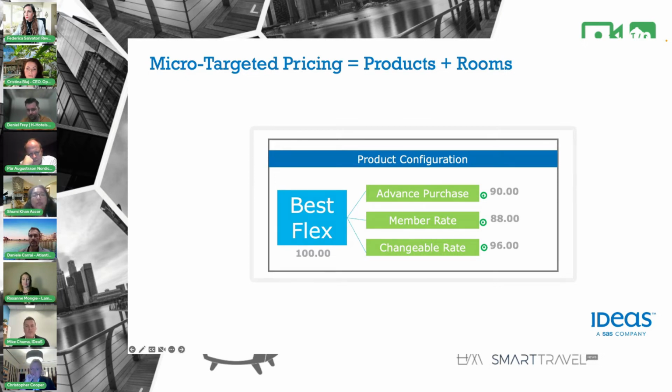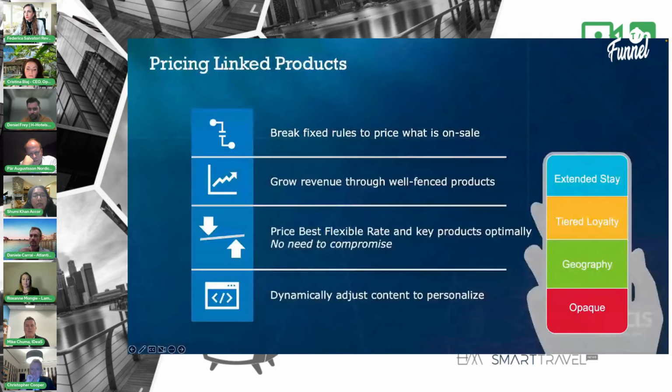And this is where we have to start thinking about some of these key principles. So a pricing strategy that is going to thrive in today's world requires you not only to break the fixed rules, not only to grow the revenue by fencing those products better, but to start thinking about how those products themselves respond to changes in price independently to the best flexible rate. And while doing so in an automated fashion, that's how we can truly learn about the demand for those different products.